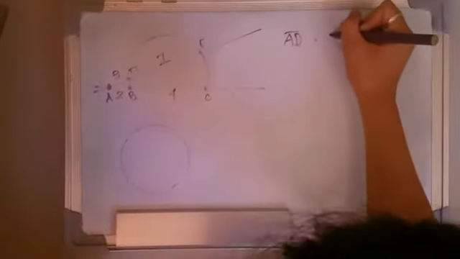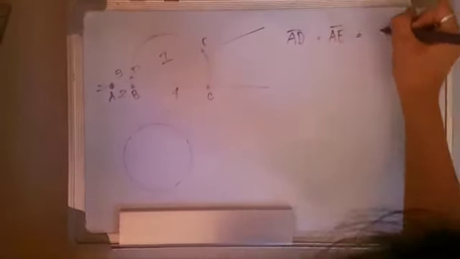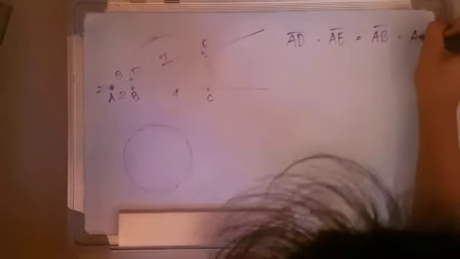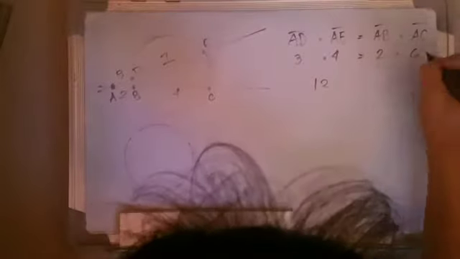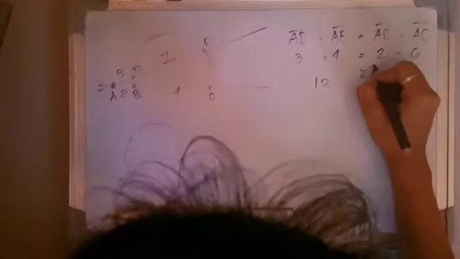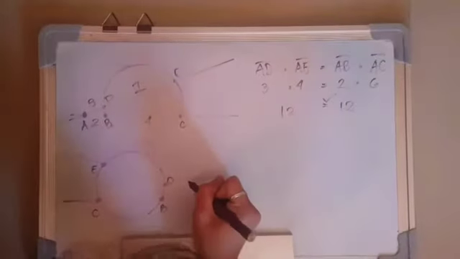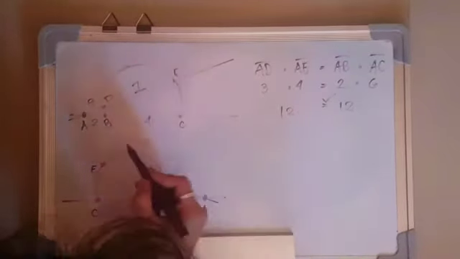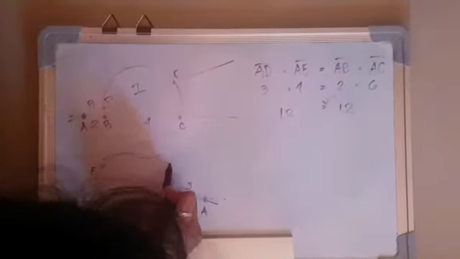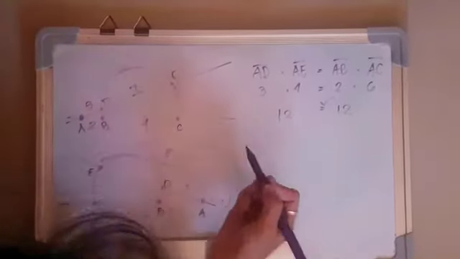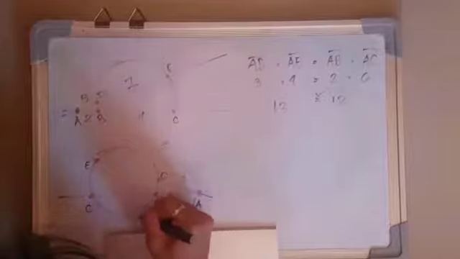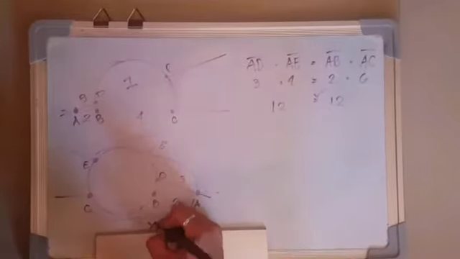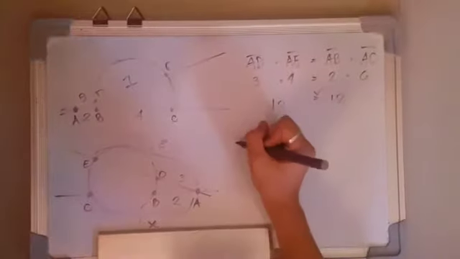Line segment AD times line segment AE equals line segment AB times line segment AC. AD is 3 times AE, that is 4, equals 12. AB, that is 2, times AC, that is 6, is also 12. So these two are correct. Lastly, let's try solving for x. Let's say that external secant segment AD is 3 and secant AE is 8. And for the other secant, external secant segment AB is 2 and secant AC is x. Find x and check if these two secants are equal.